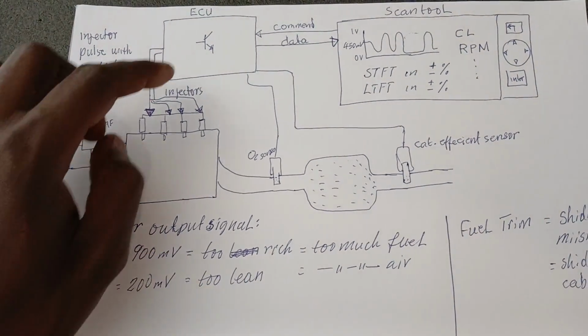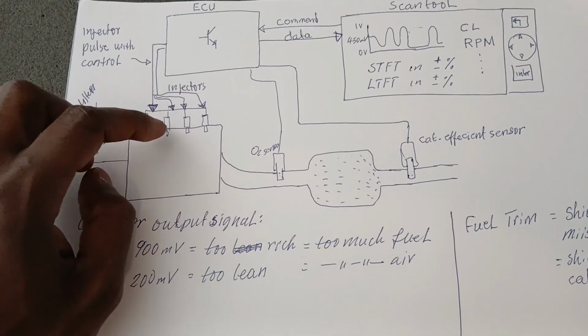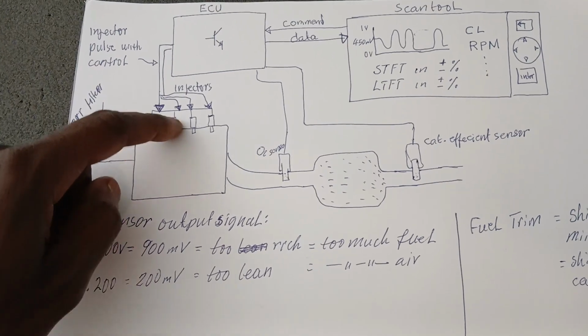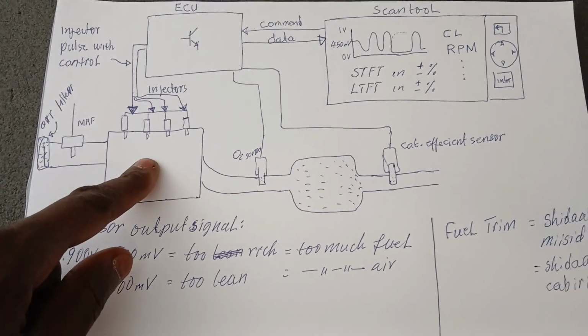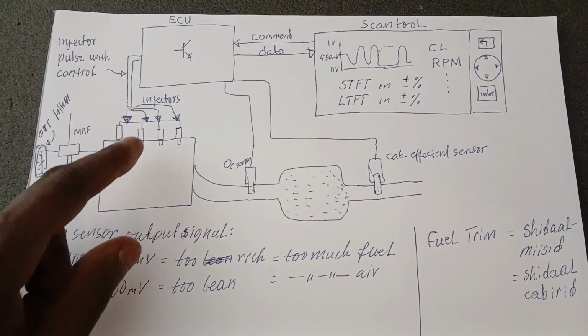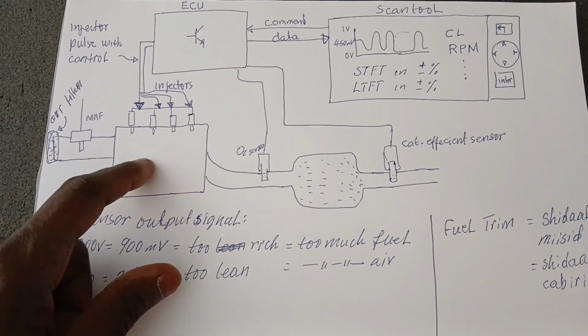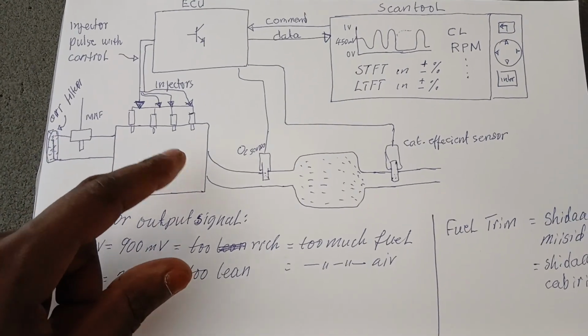So that's how the ECU controls the fuel trims, or fuel injecting a little bit more, a little bit less, so as to keep the balance of 14.7 air to 1 part of fuel.